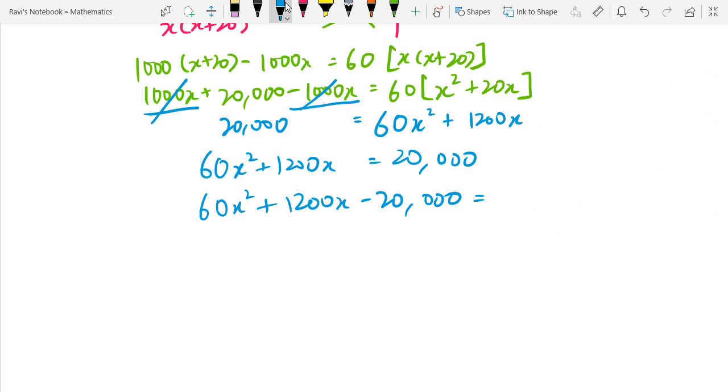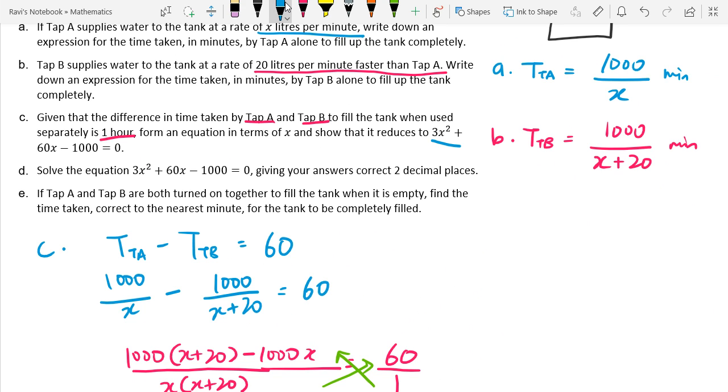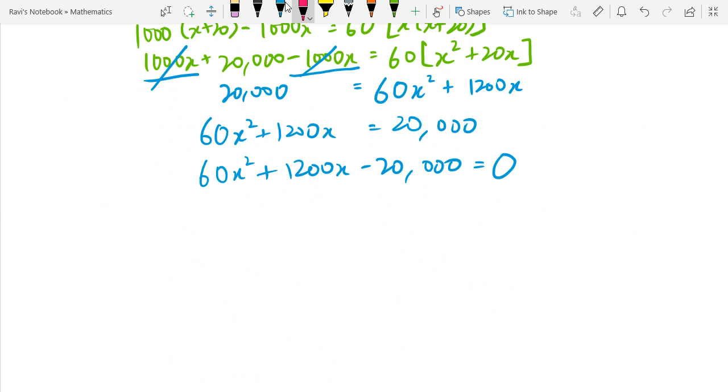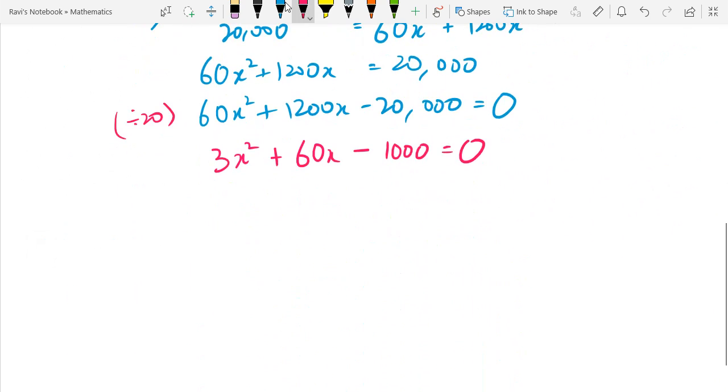Okay, so this is my current equation, and if I look back at my question, what I want is to show that it reduces to this term over here. You can see that the numerator of x squared is 3. That's what I want. So if I divide by 20, then I'll get 3. So 60 divided by 20, I get 3x squared, plus 1200 divided by 20, I'll get 60x, minus 20,000 divided by 20, I'll get 1000. So 3x squared plus 60x minus 1000, and that is the equation that is shown here. So you have proven it. So that is your answer.